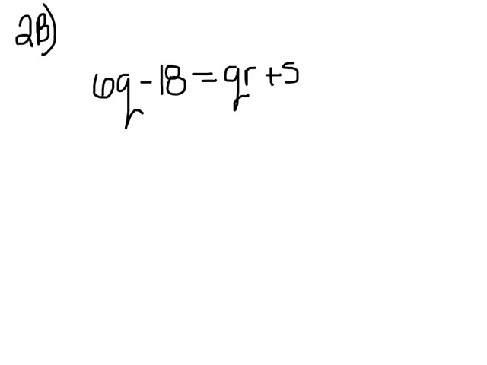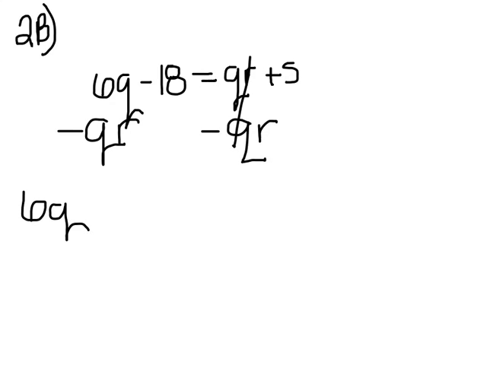In example 2b, we'll be taking the equation 6q minus 18 equals qr plus s, and we'll be solving for q. In order to do this, the first thing we have to do is take our q's and move them all to one side. We'll do this by subtracting qr on both sides. Once we do this, we have the equation 6q minus qr minus 18 equals s.